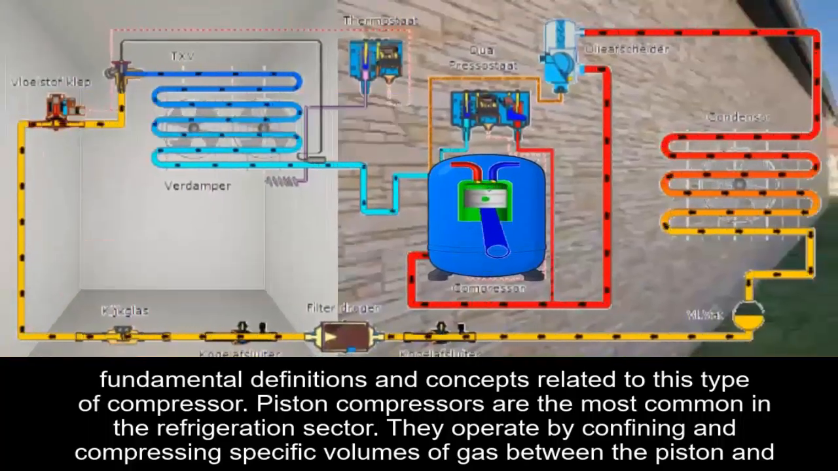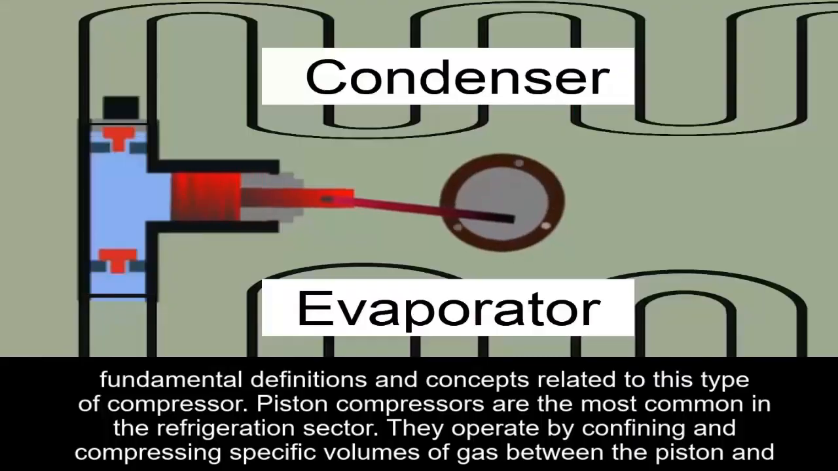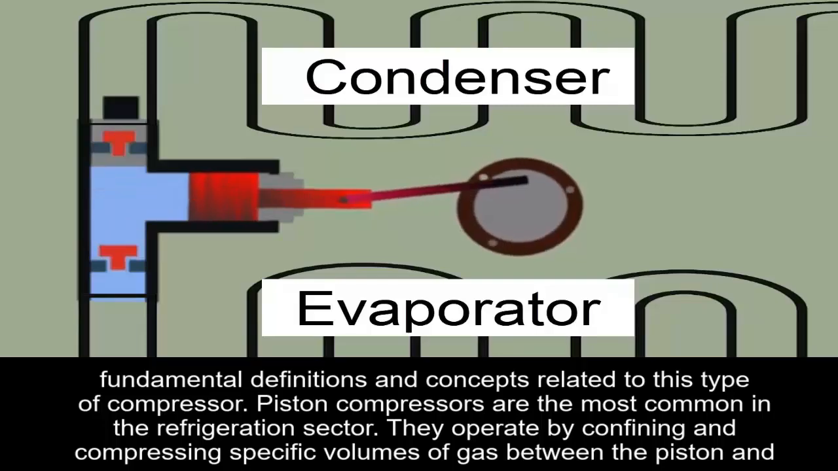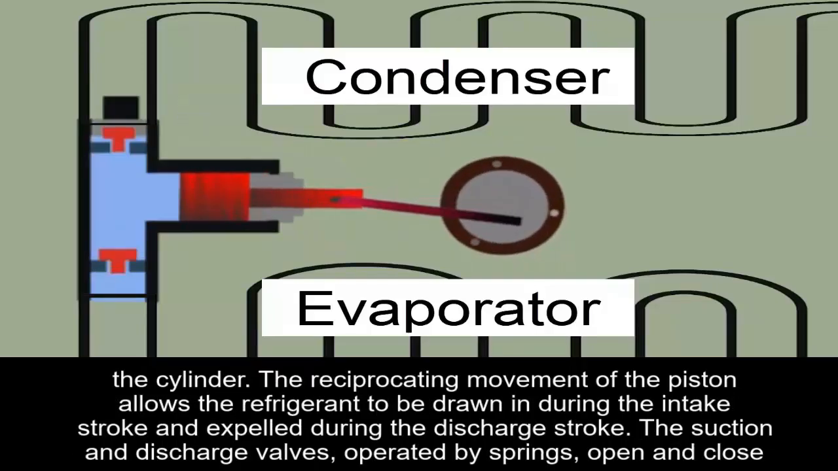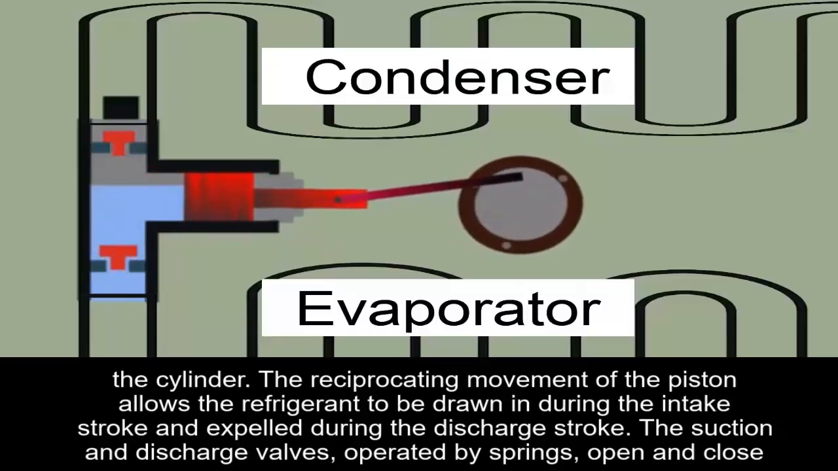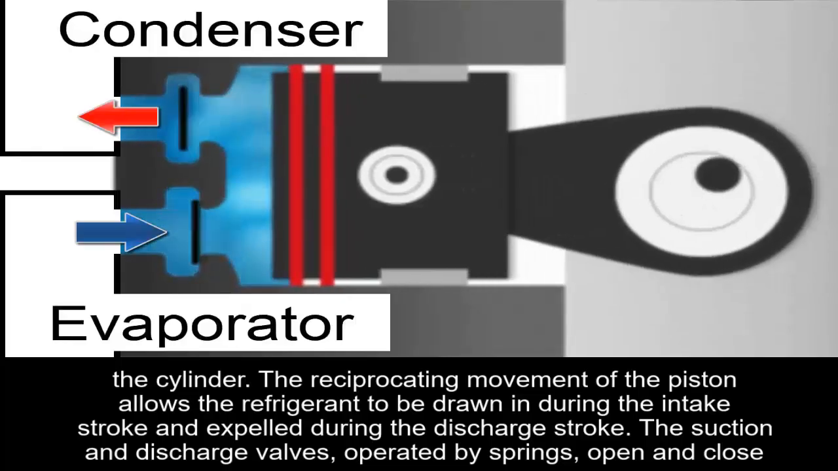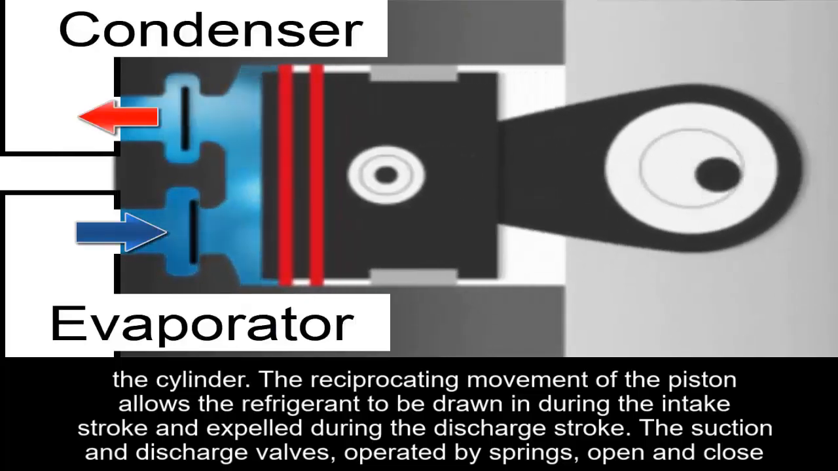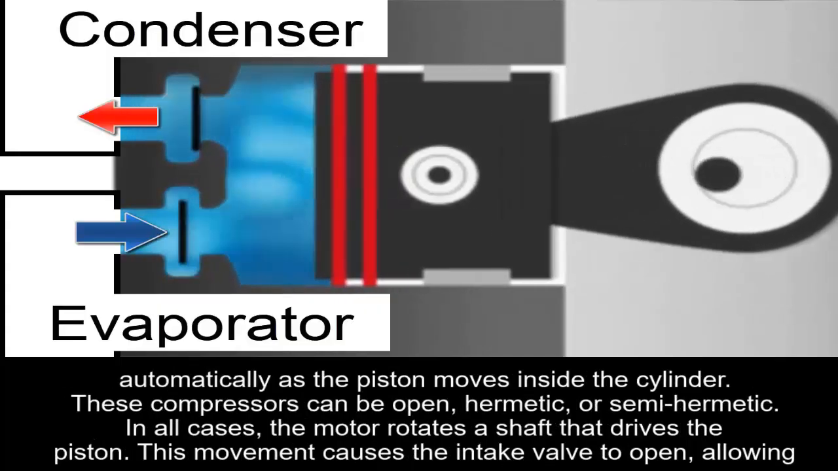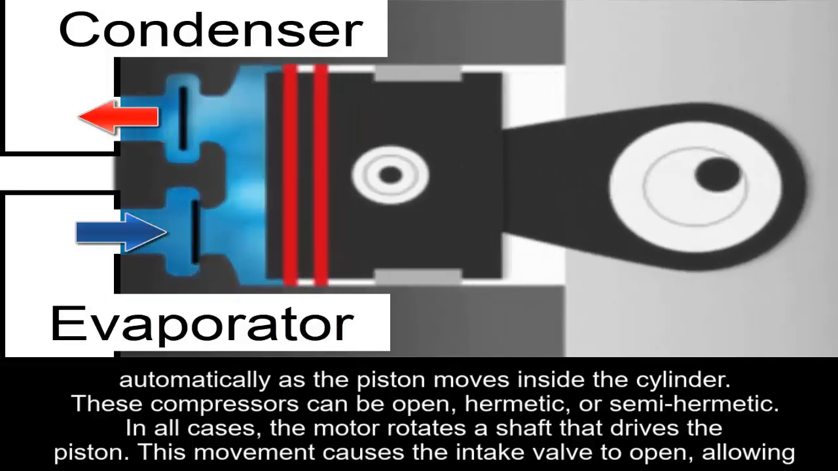Piston compressors are the most common in the refrigeration sector. They operate by confining and compressing specific volumes of gas between the piston and the cylinder. The reciprocating movement of the piston allows the refrigerant to be drawn in during the intake stroke and expelled during the discharge stroke. The suction and discharge valves, operated by springs, open and close automatically as the piston moves inside the cylinder. These compressors can be open, hermetic, or semi-hermetic.